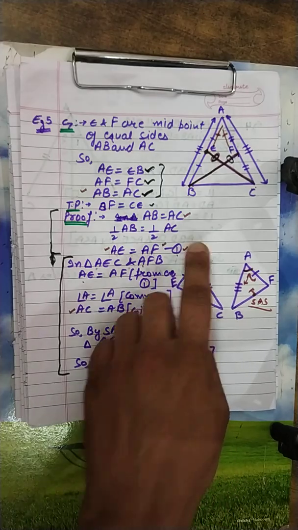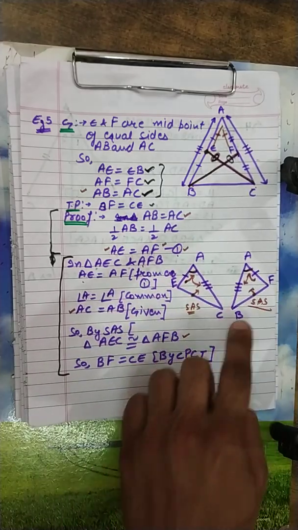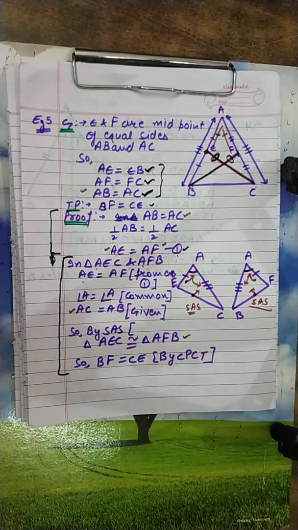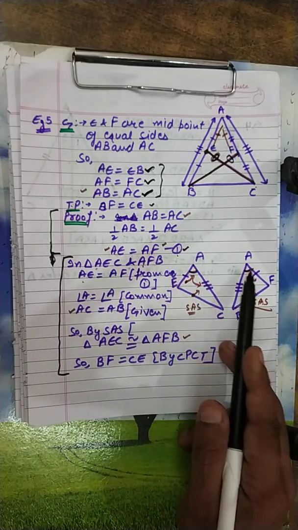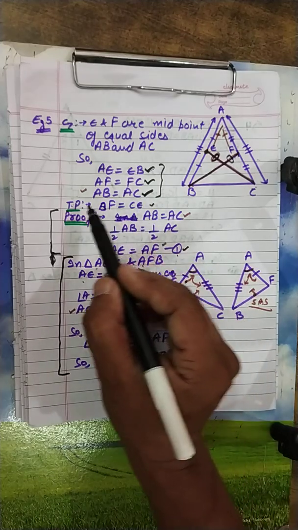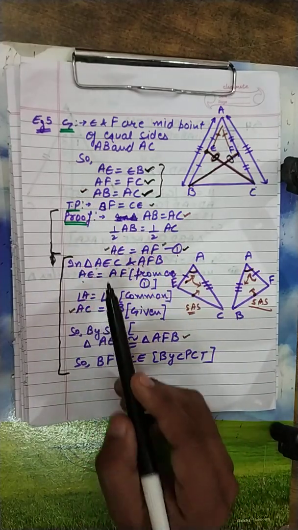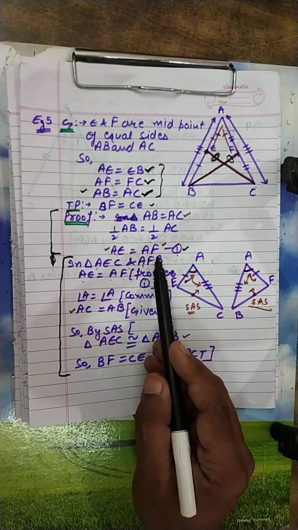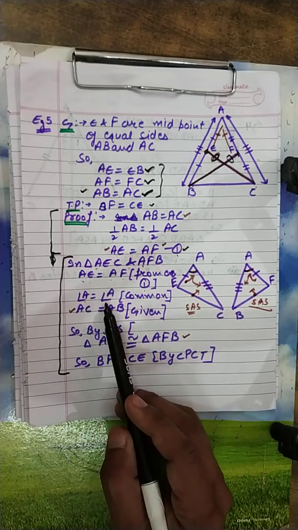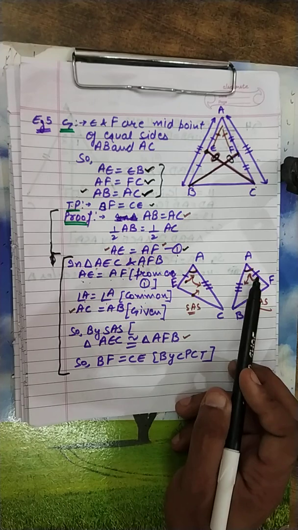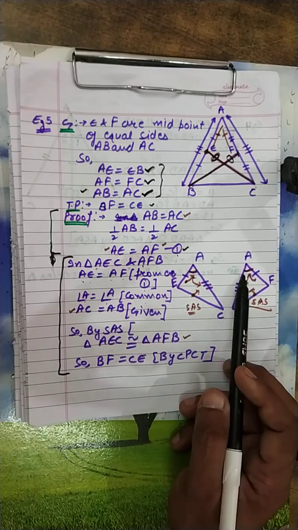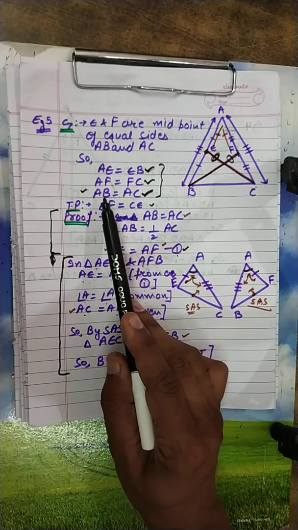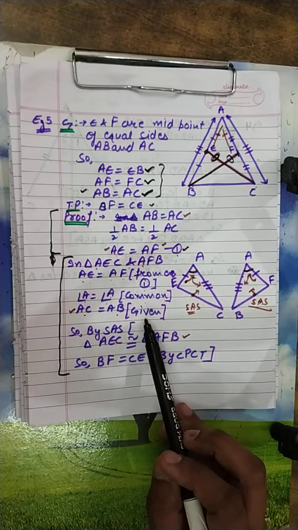Now, in triangle AEC and AFB, AE equals AF, we have proved above in equation 1. AB equals AC, it is given in the question. AE equals AF from equation 1. Angle A equals angle A, that is common in both the triangles. AC equals AB, it is given in the question.